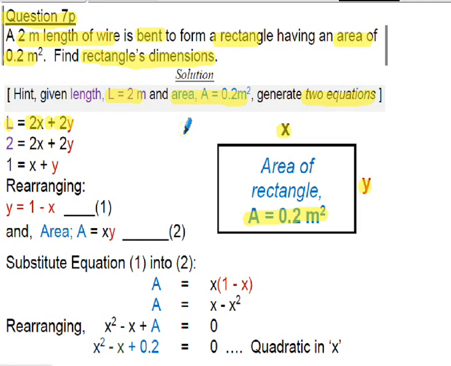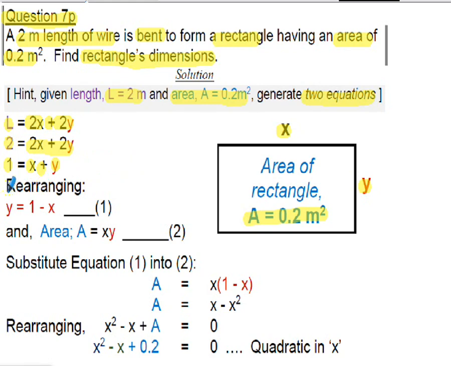In other words, we're adding the two x sides together and adding the two y sides together to get the full perimeter. In the next line, I've simply put the value of 2 meters in for the L, so 2 is equal to 2x plus 2y. In this particular case, you can see that 2 is a common factor in every term, so to simplify my numerical work, I could divide throughout by 2, and that's what I've done on the next line. So on the left hand side, 2 divided by 2 is 1, and then I get 2x divided by 2 is x, plus 2y divided by 2 is y.